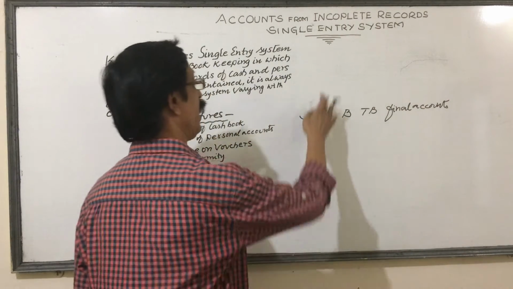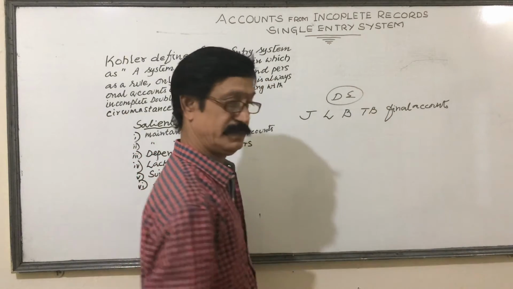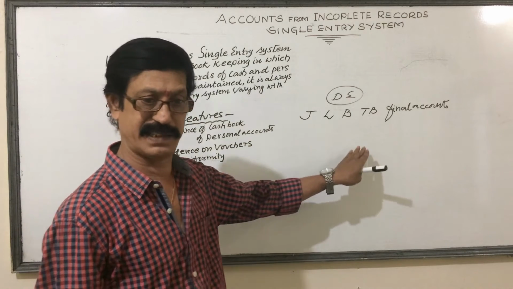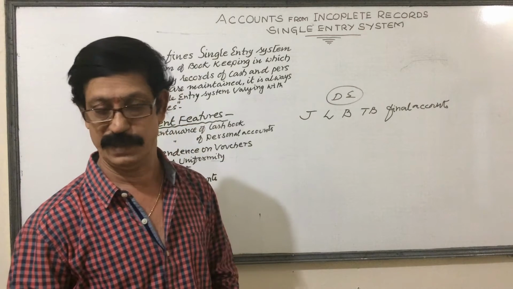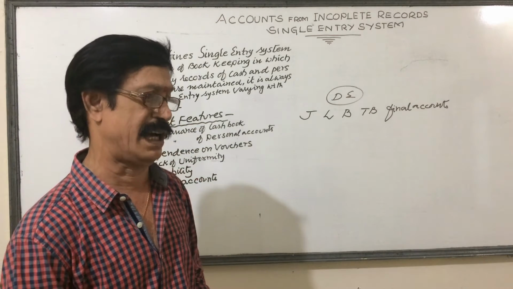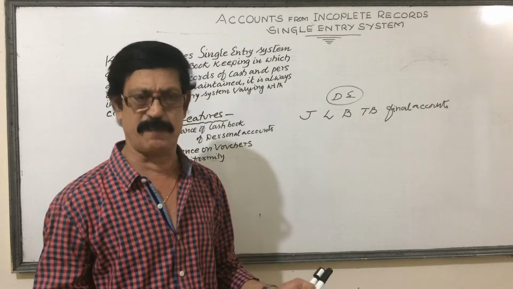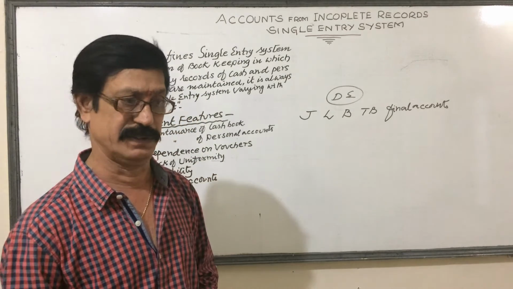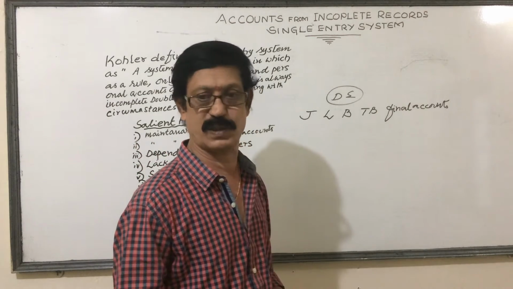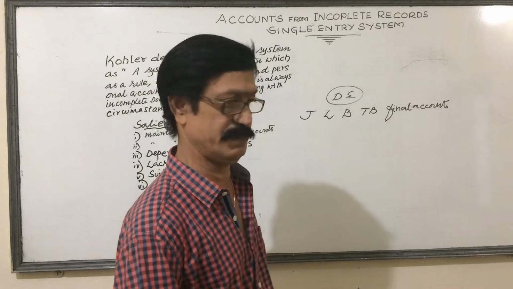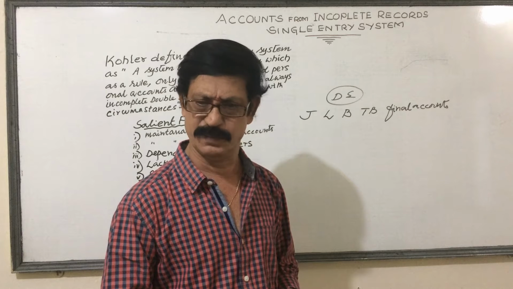Now, we are in single entry system, not double entry system. This is the double entry system, generalizing: ledger posting, balancing, trial balance, final accounts. This system is called the double entry system. But whenever we are not following the principles of the double entry system, and we are recording only a part of the transactions, incomplete, then it is called incomplete records, and also called the single entry system. Understanding? We are not following the principles of double entry system.